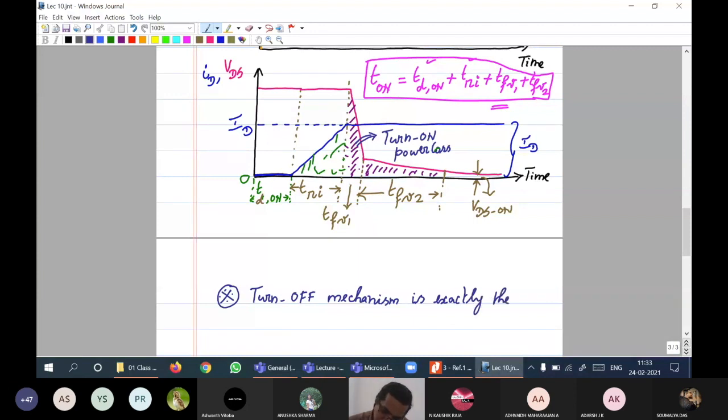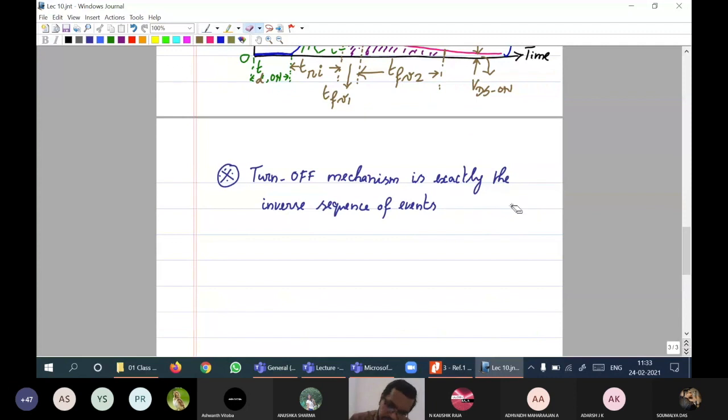the inverse sequence of events that occurred during turn on.